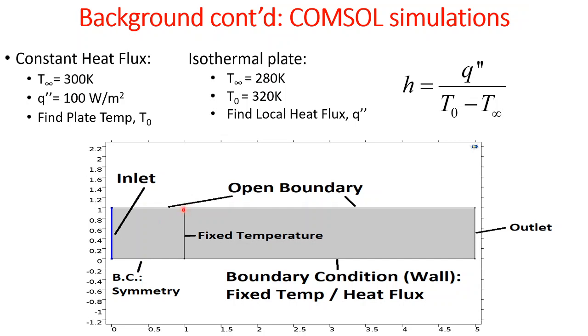And then at the boundary to the plate, we have a fixed temperature. The bottom of the boundary here for the plate, of course, is a wall with no permeability, and depending on the simulation I ran, I either had a fixed temperature boundary condition or a fixed heat flux condition. And over at the rightmost side, there's an outlet with a zero pressure boundary condition.